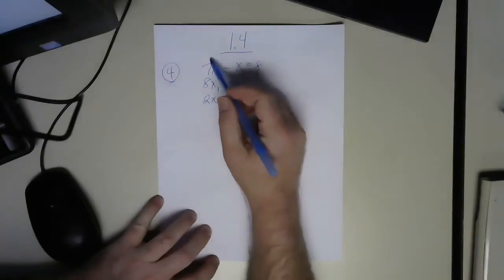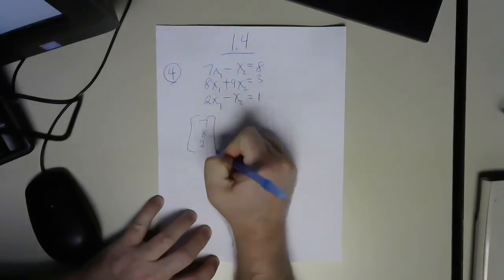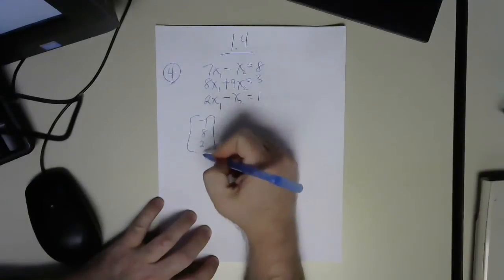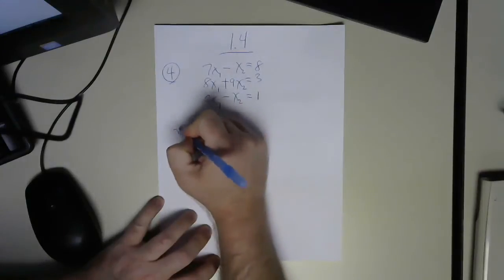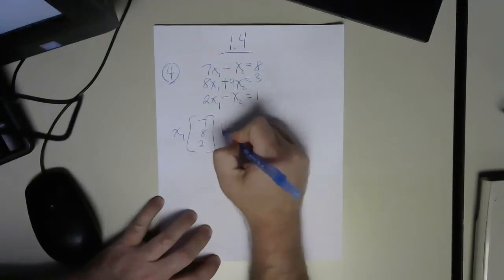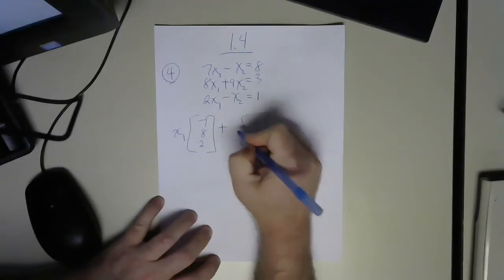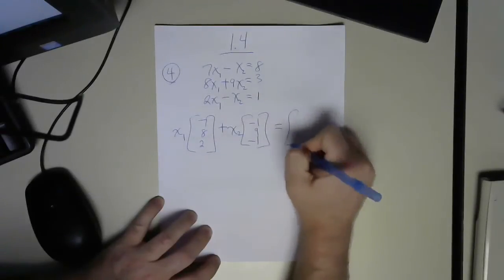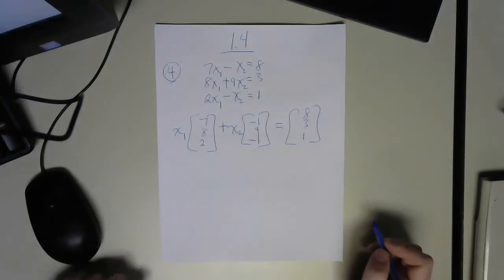Remember the trick. You look at the coefficients of x1 first and make a 3x1 matrix out of it. You could also think of it as a vector and multiply that by coefficient x1. And then do the same thing for the coefficients of x2. Multiply that by x2. And then change all the constants on the right-hand side into a vector, a 3x1 vector. So that's the first part of the problem.